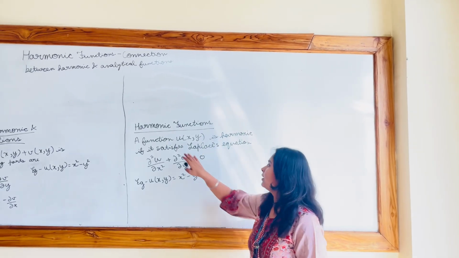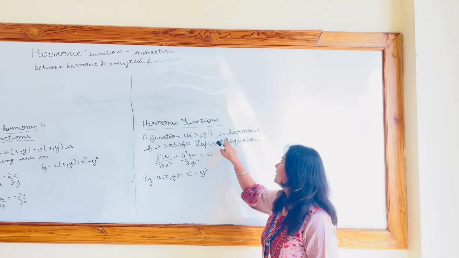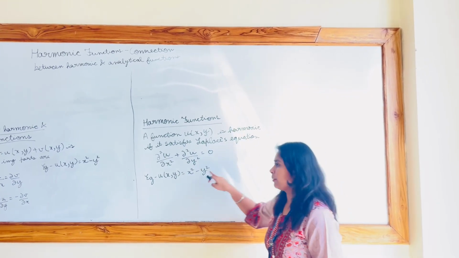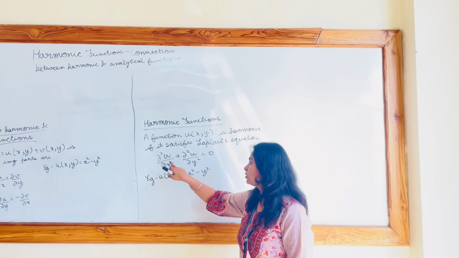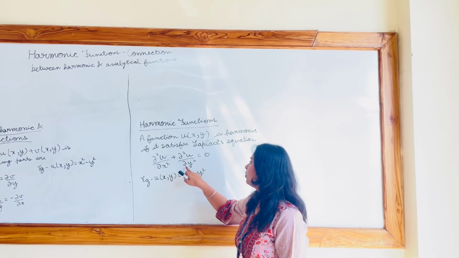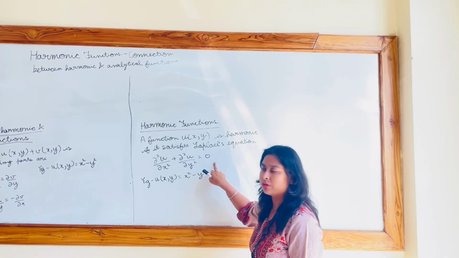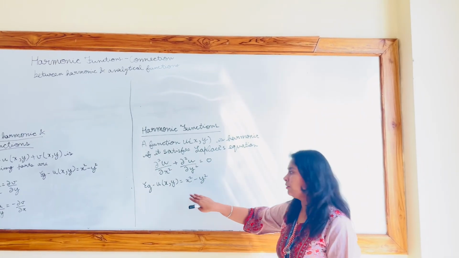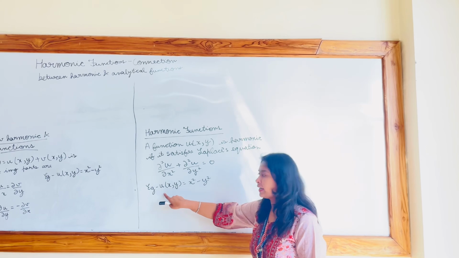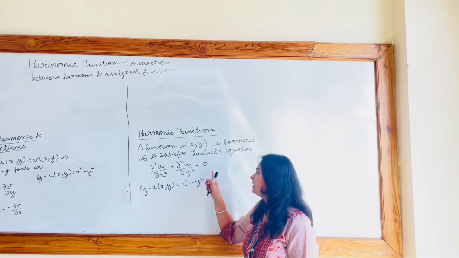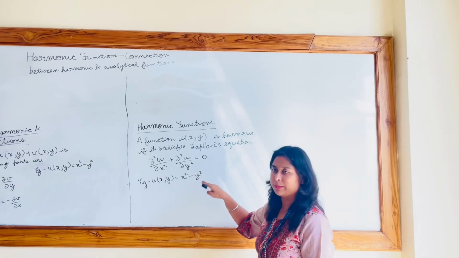A function u(x, y) is harmonic if it satisfies the Laplace equation. The Laplace equation is given by dou square u upon dou x square plus dou square u upon dou y square is equal to 0. It should always equal 0. To see how, we will do one example. Here I have taken u(x, y) equals x square minus y square. We'll see how it satisfies the Laplace equation.